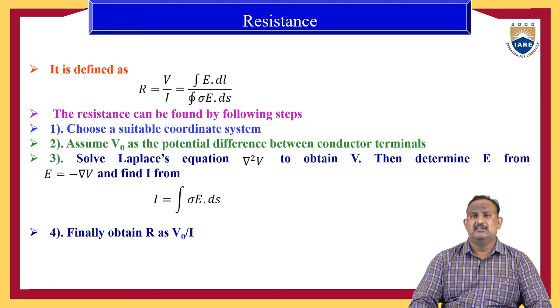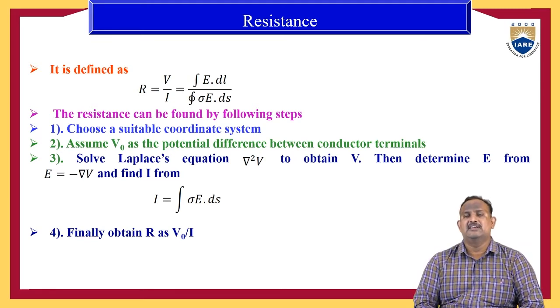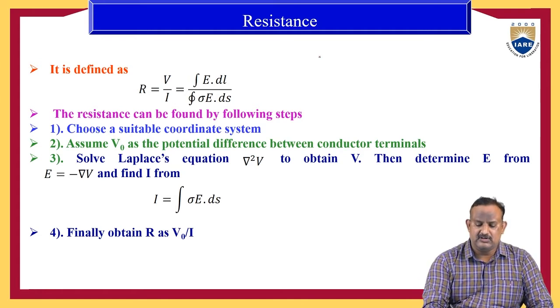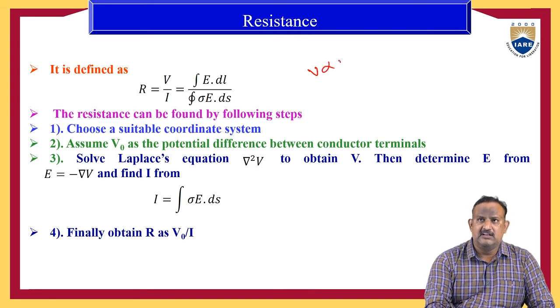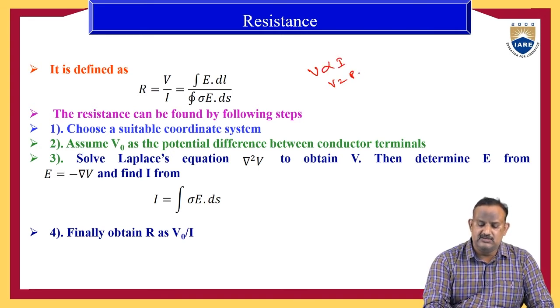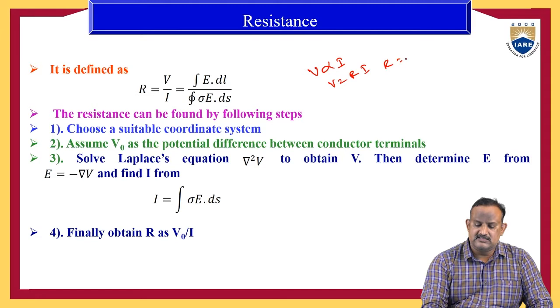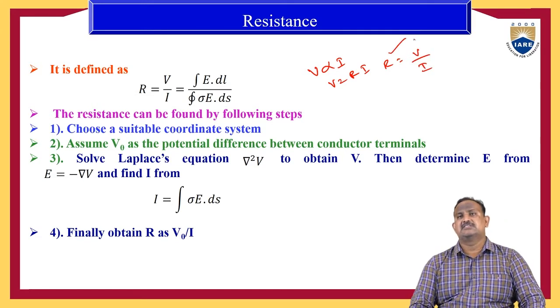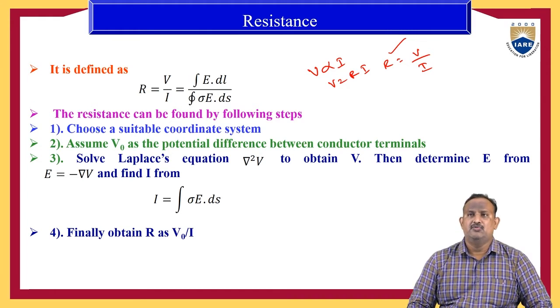Resistance, in general notation, can be defined as the ratio of voltage to the current. According to Ohm's law, V is directly proportional to I, and V is equal to RI, and the resistance R is equal to V by I, where R is some constant which is known as the resistance. So R is equal to V by I.